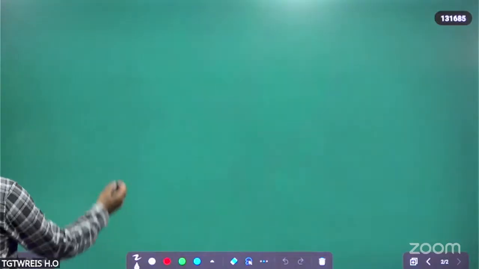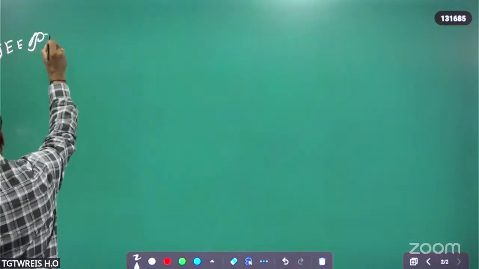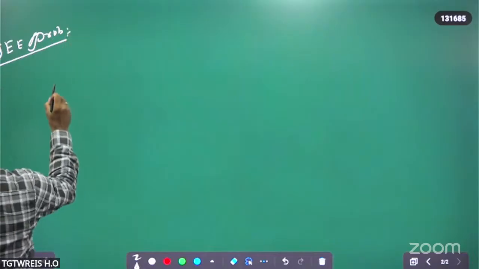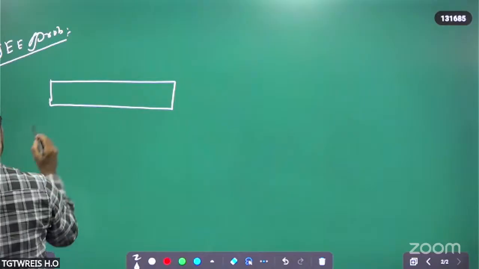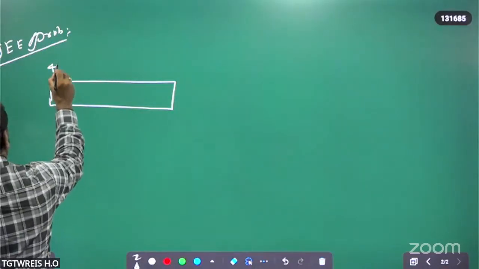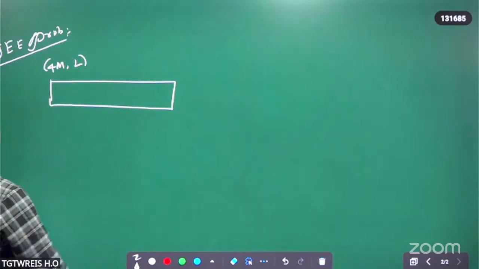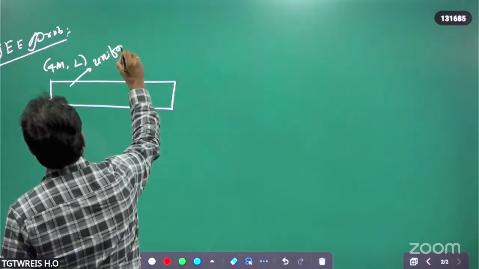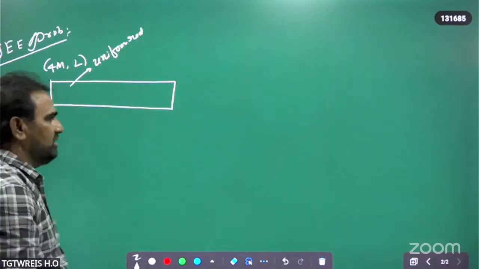Suppose consider a rod. This is a JEE problem. This is a rod. It has a mass 4m and length L. This is a uniform rod. What kind of rod? A uniform rod, with mass 4m and length L.